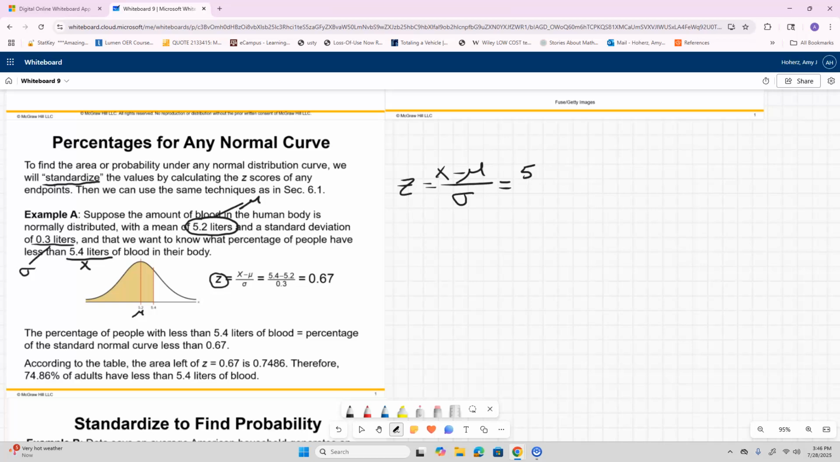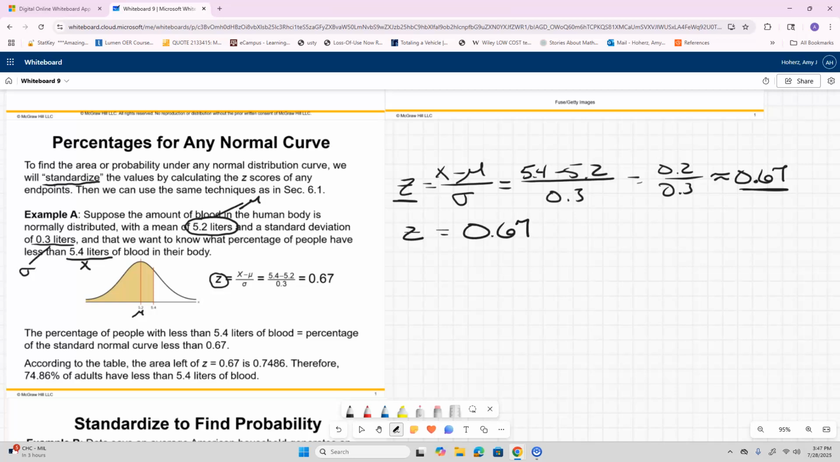We're going to put that in, 5.4 minus 5.2 divided by 0.3. And that's going to give us 0.2 over 0.3, which is the same as 2/3. So that comes out to be approximately 0.67. So that's what we're going to use for our z value when we go to the chart. We're going to use z of 0.67.